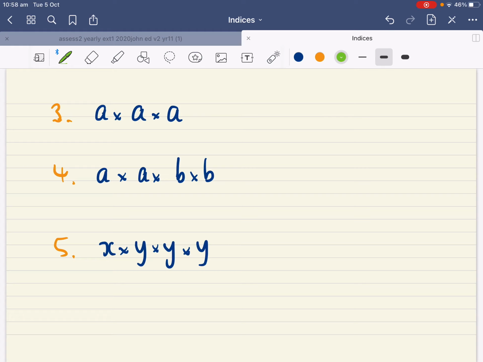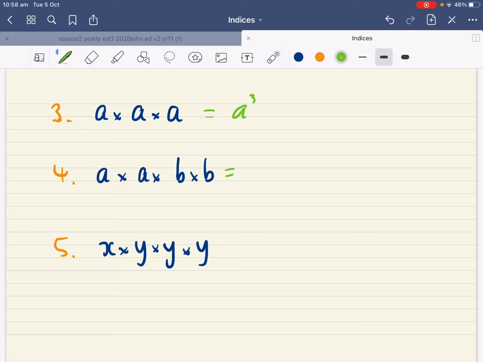All right, so writing these in index notation, and again, it doesn't make it any harder. It's all the same. A is some number. I don't know the value of it. You don't know the value of it. That's why it's called A, right? We've just given it a name. We have A times A times A. In index notation, that would just be A cubed, or A to the power of 3. However you choose to say it, that's up to you.